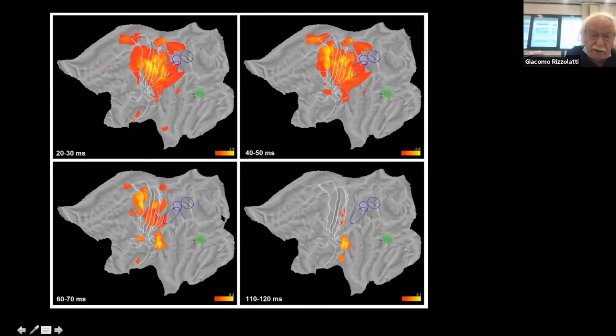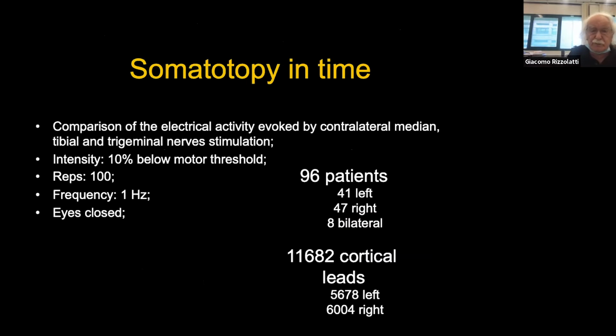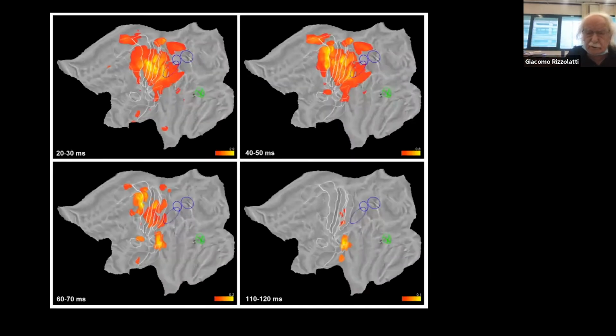After 60 milliseconds, there is a lot of activity here in the perisylvian area, which remains on even after 120 milliseconds. That's really a surprise, because to perceive pain, touch, or whatever you want, you don't need all this time. So why do we have all this prolonged activity? We think, and we are now doing experiments on this point, that it's necessary in order to be aware of this part of your body. People with lesions in this part are unaware of their arm or hand and so on. So it's really surprising that a simple stimulus, in this case a simple median nerve stimulation, produced activity for 120 milliseconds.